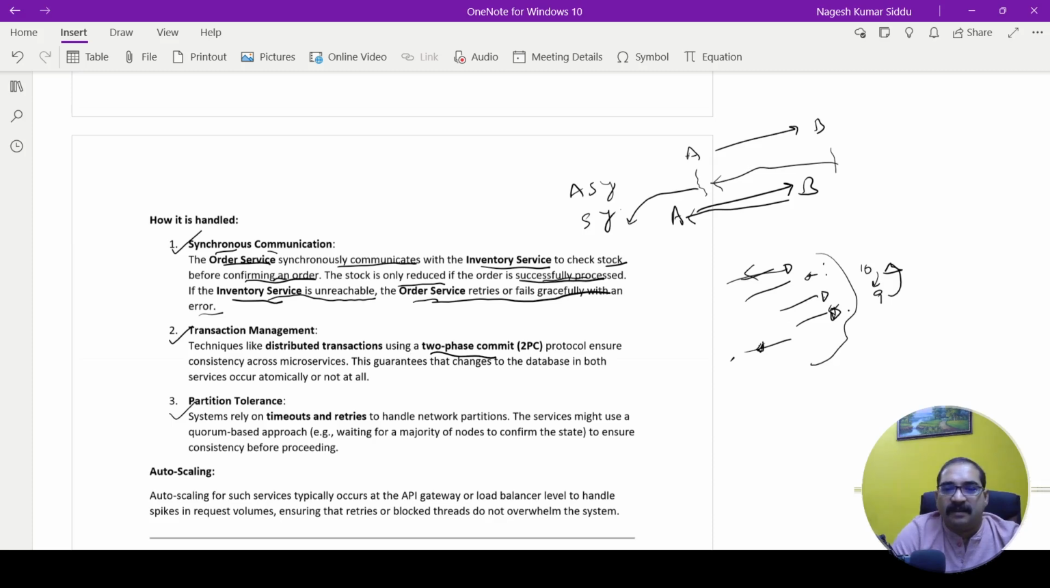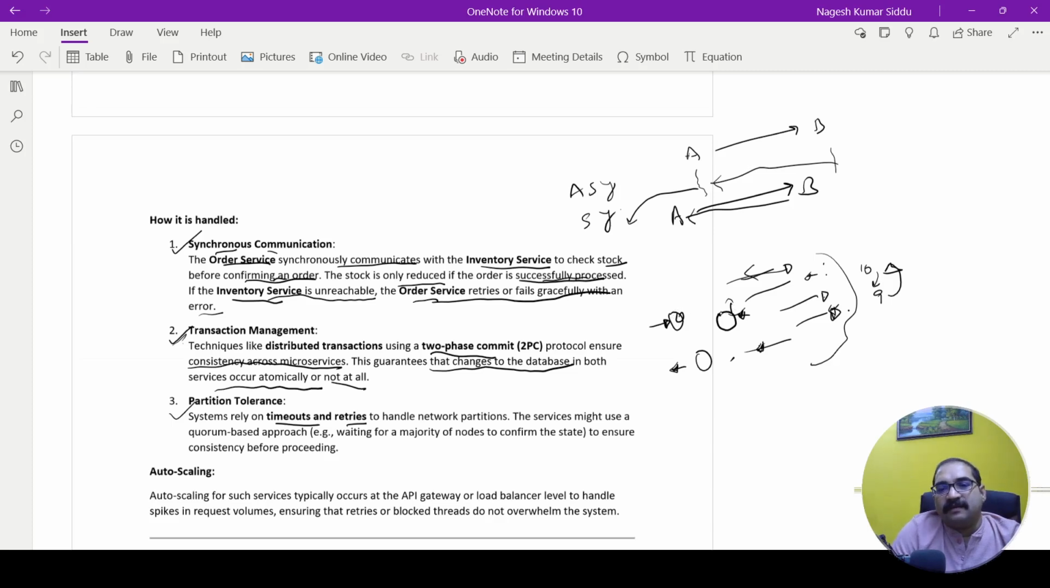So this is called two-phase commit. I'll explain in detail what two-phase commit is in a separate video. This ensures consistency across microservices. This guarantees that changes to the database in both the services occur atomically or not at all. That means either all the services are updated or none of them are updated. Order service, notification service, and inventory service. Orders have to say the status is done. Inventory has to say the count is reduced by 1. Notification has to send a notification that the order is successfully placed. All of them will be done, or all will be rolled back, in a transaction. And then partition tolerance: the system relies on timeouts and retries. As you see, this service, order service, is dependent on the response from inventory service.